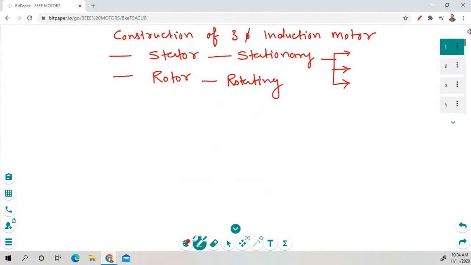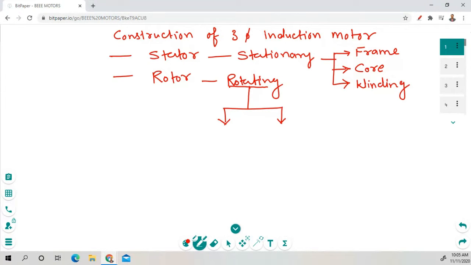So what are the different components of this stator? First one is a frame, which is connected outside to the rotor. Second part is a core, and different parts of this rotor. Two types of rotors are there. So what are those two types?